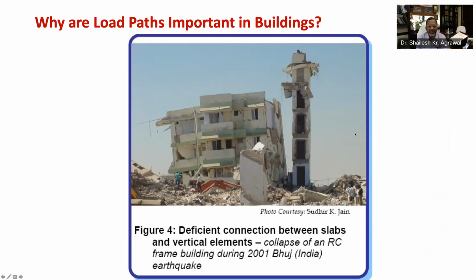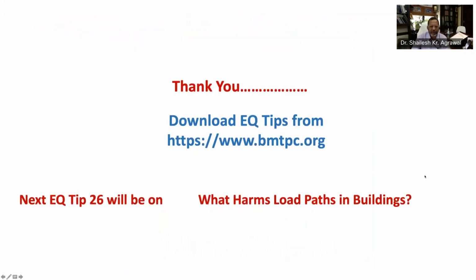In an earthquake resistant structure, every connection is tested during strong earthquake shaking. These connections should be strong and stiff to offer continuous load paths without being damaged during strong earthquake shaking. Otherwise, as you see in figure 4, the building will collapse. This is all about earthquake tip number 25.